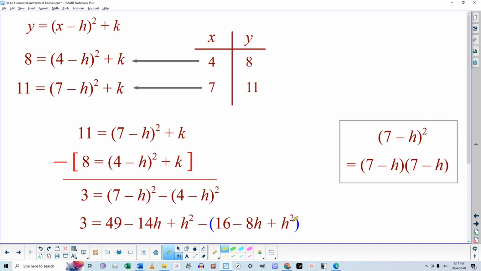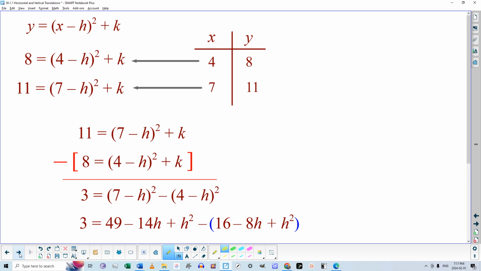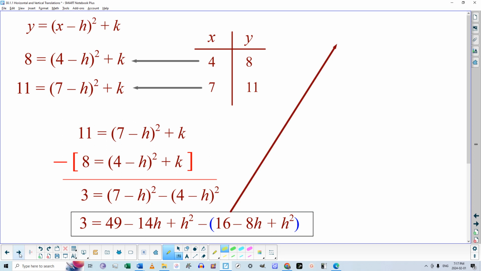So let me get rid of, I think I need to get rid of this 7 minus h quantity squared. It's just in the way. What are we going to do with this equation? Well, we're going to solve it. I'm going to simplify things.